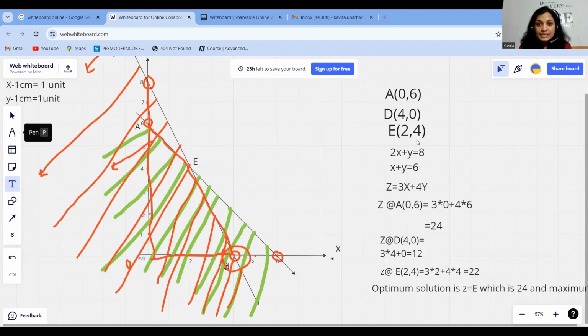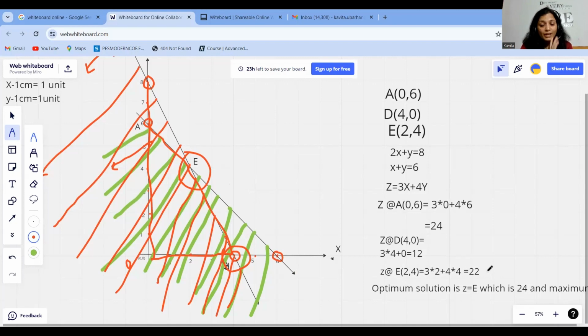Now the third point, E, the point of intersection, which is here actually. For this point we are going to calculate the value of z. Just a minute. Z at E (2, 4): 3 multiplied by 2 plus 4 multiplied by 4, that is 2 3s are 6 plus 16, that is 22. So z at E (2, 4) we get the value 22.